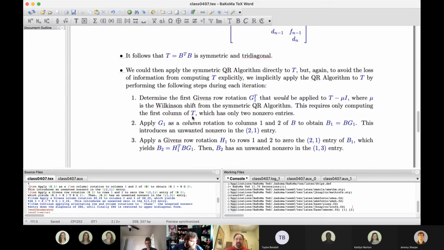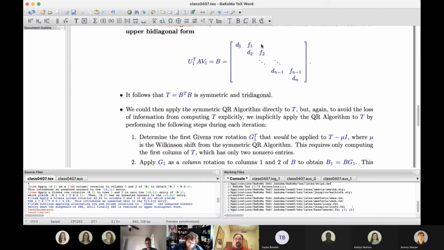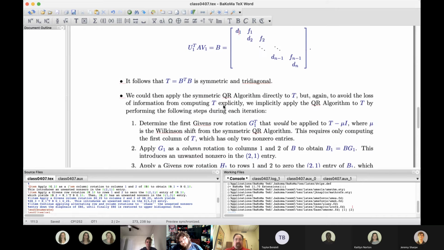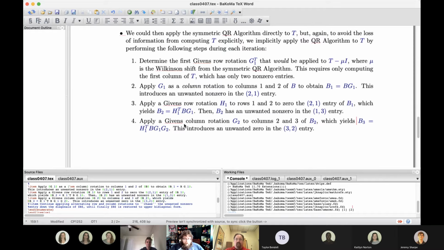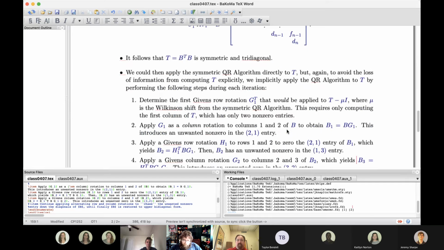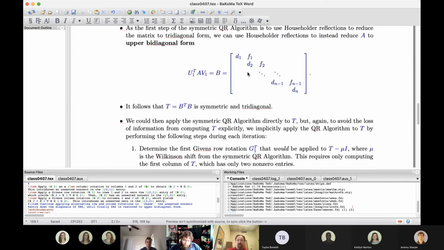So what do we do about that? Now we have something we don't want right here. Now we apply a column rotation, columns 2 and 3, to use F1 to wipe out the bad entry here. But that also will cause a problem. That'll introduce an unwanted nonzero entry in this position below D2, so row 3, column 2.